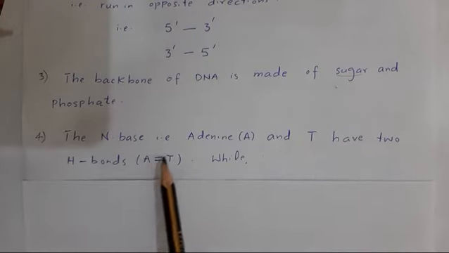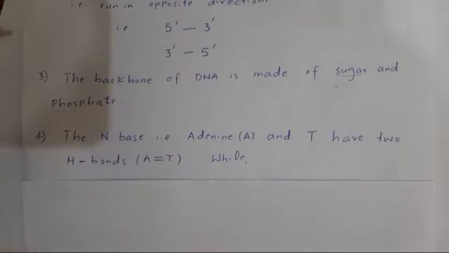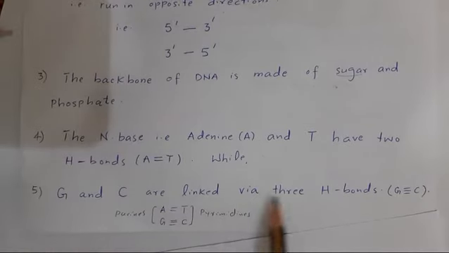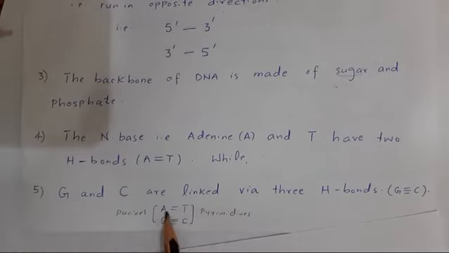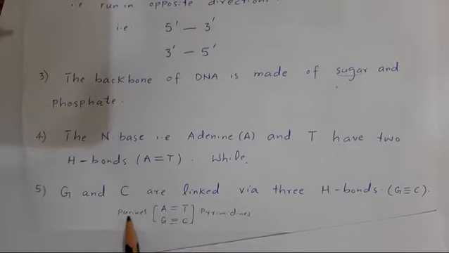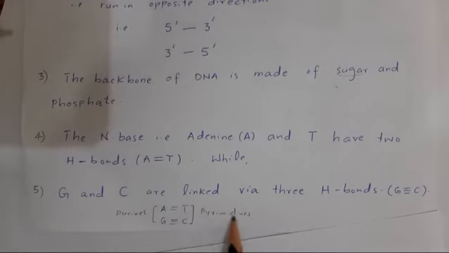Number 4, the nitrogenous bases: A for adenine and T for thymine have 2 hydrogen bonds. That is, adenine is bonded to thymine with 2 hydrogen bonds, while guanine and cytosine are linked through 3 hydrogen bonds. Adenine and guanine are purines, and thymine and cytosine are pyrimidines. So purines are always bonded to pyrimidines: adenine to thymine and guanine to cytosine.